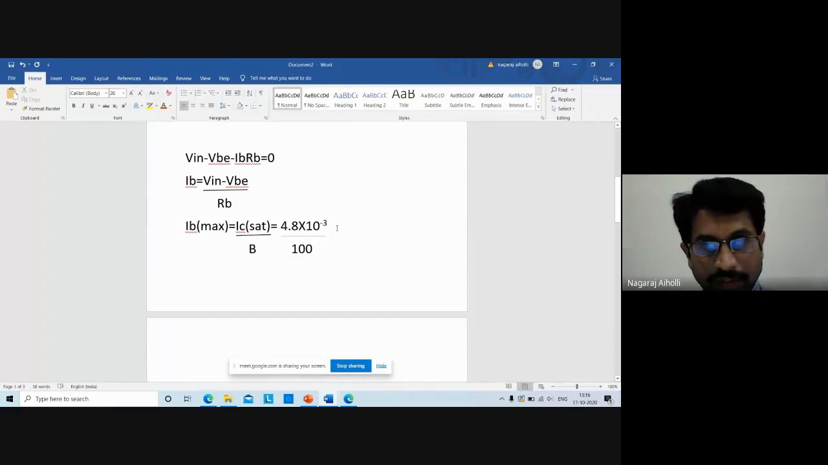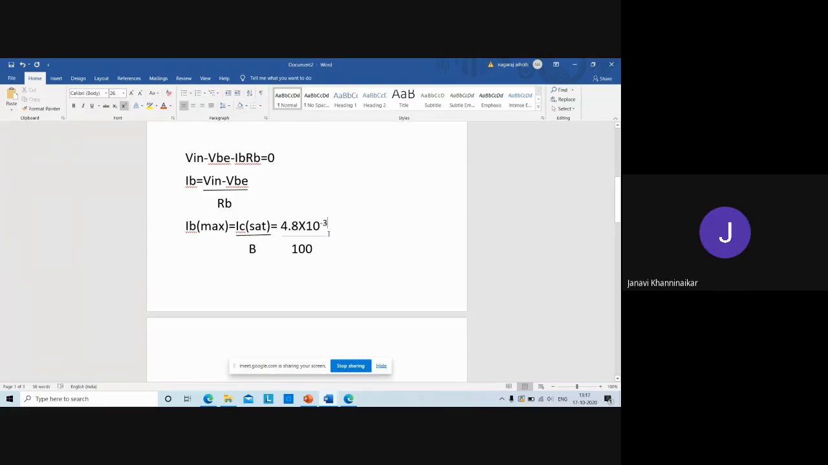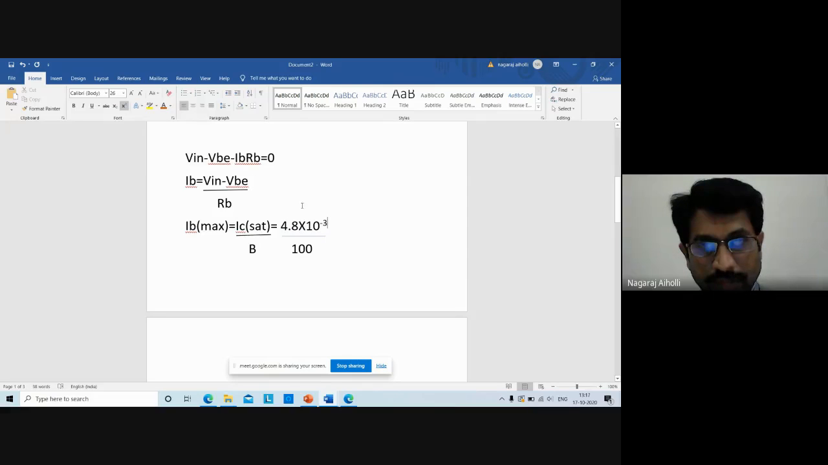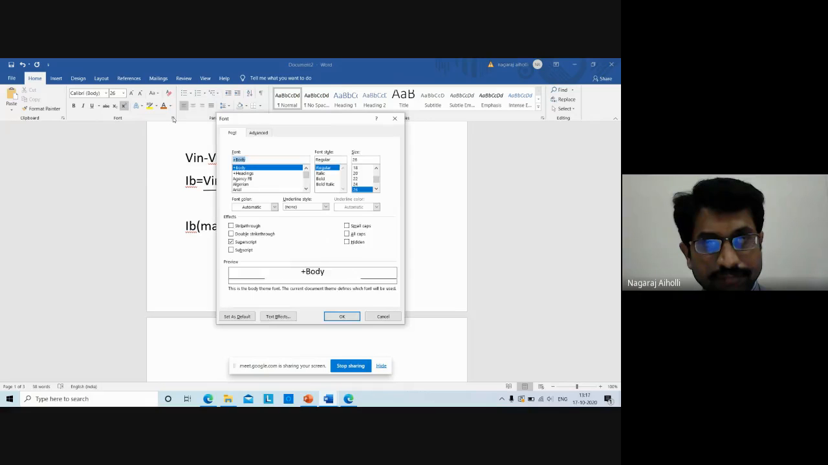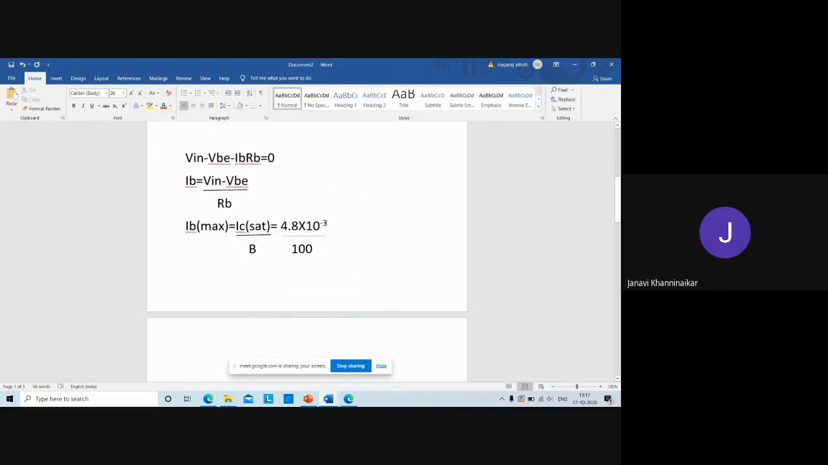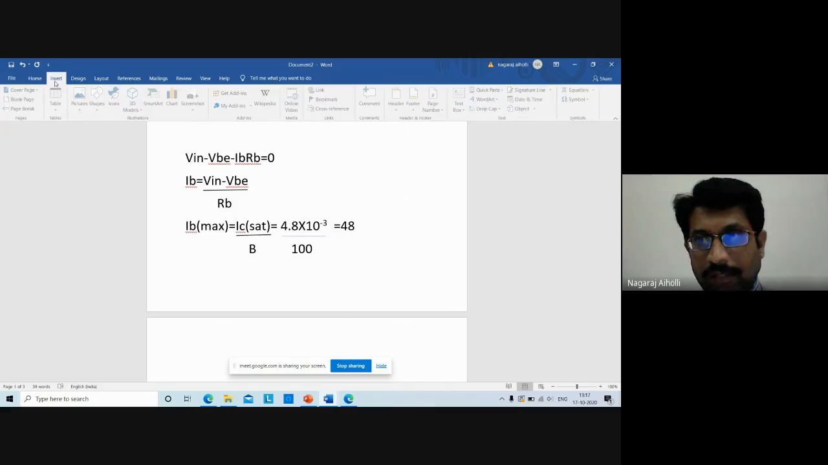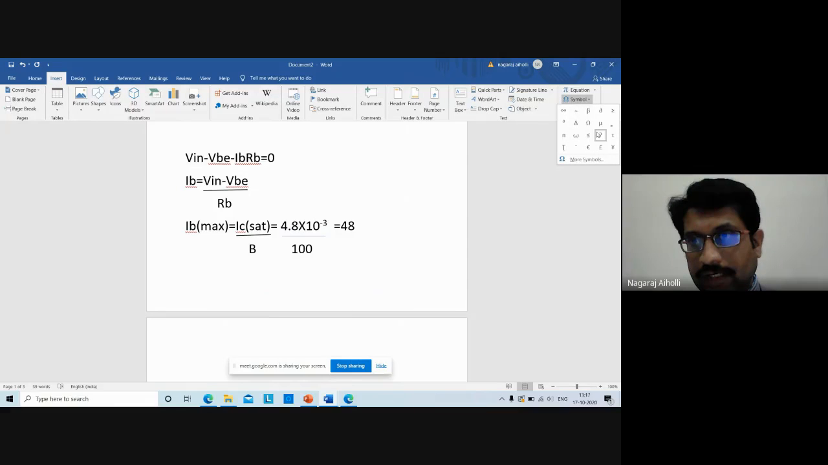Then calculate this. How much are you getting? 4.8 into 10 raised to minus 3 divided by 100. Can you tell me the answer? See here, it is 4.8 into 10 raised to minus 5. If you keep it in engineering mode, that is nothing but 48 microampere. Am I right? 48 microampere you will get. So we got the value of IB max.